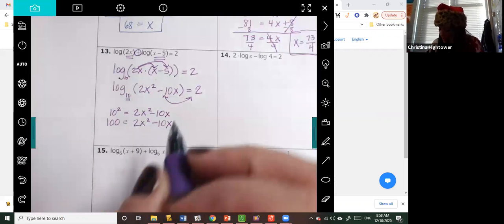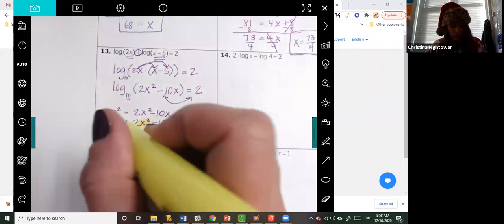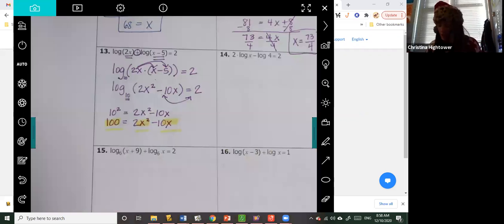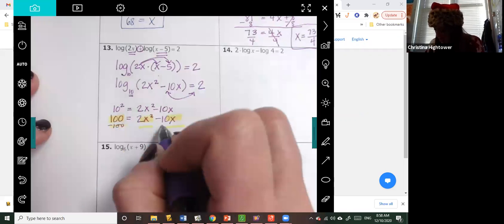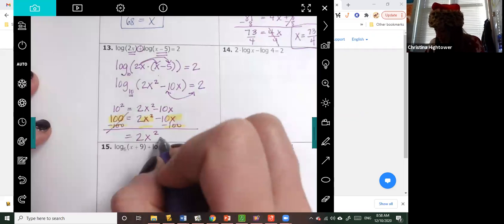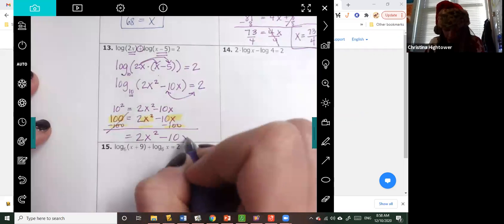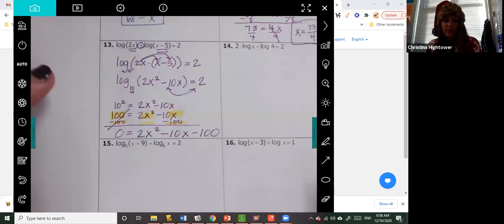And I do have an x squared and an x and a number. I have 3 terms. So that is a trinomial. So I'm going to subtract this 100 over, put it on the other side. And I have 2x squared minus 10x minus 100. All right, what do you think I have to do with that? I can do the x.